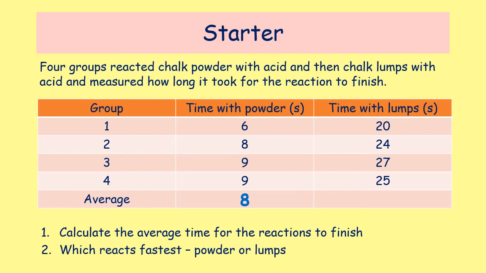The other numbers, which you probably would need a calculator to add them all together, if you add them up, you get 96, and 96 divided by 4 is 24, which is the average number. Now the second question is, which one was reacting faster, powder or lumps? So the one that reacts fastest is the one that finishes first, and the one that finished first was the powder.